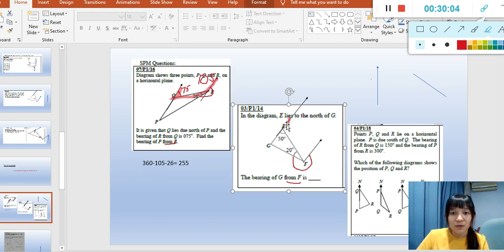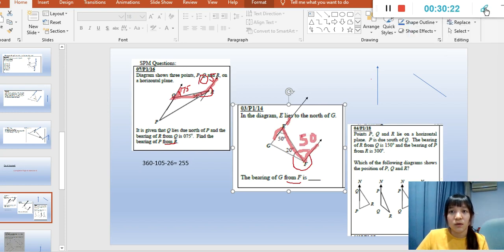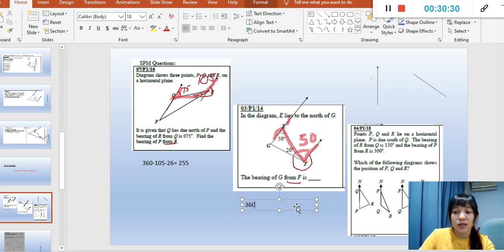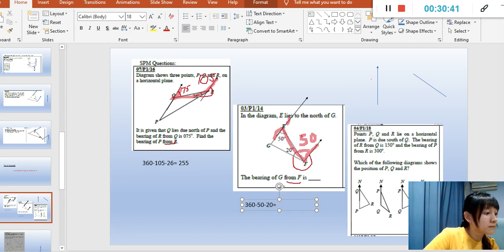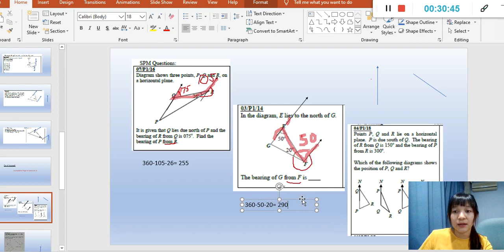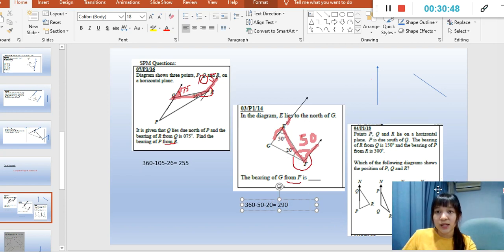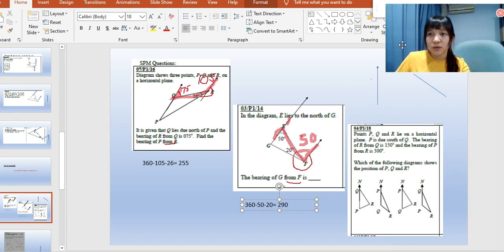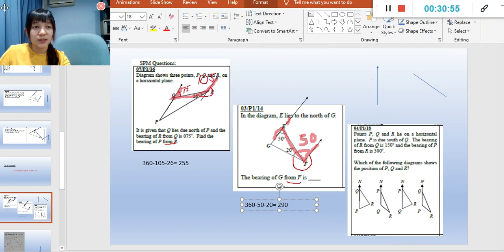Do you see a Z here? If this is 50, this part is also 50. So how do you find that bearing? 360 minus 50 minus 20 here is your answer. 290 degrees. That is okay. Then this next question would be a bit trickier.